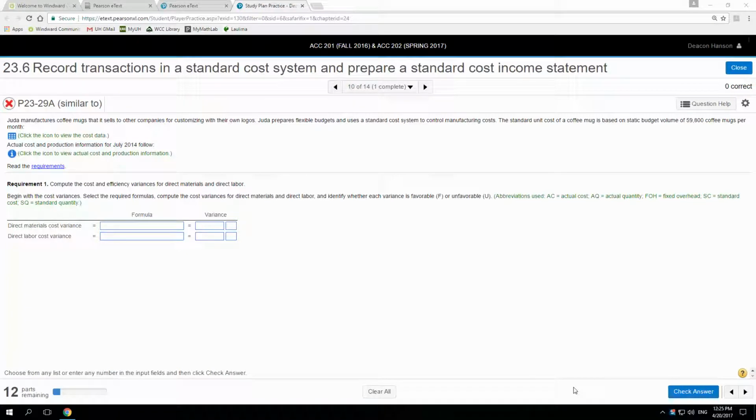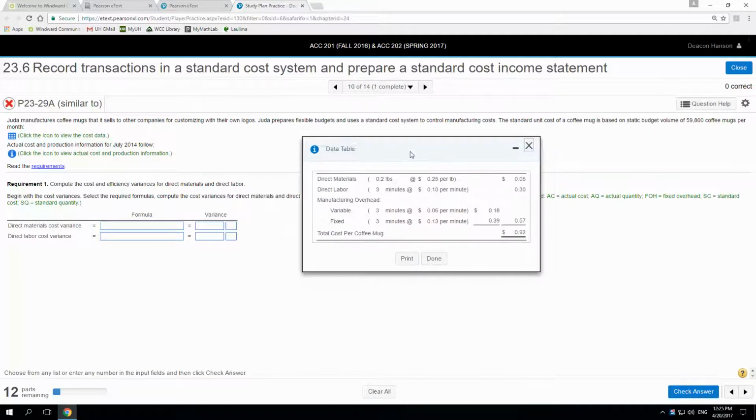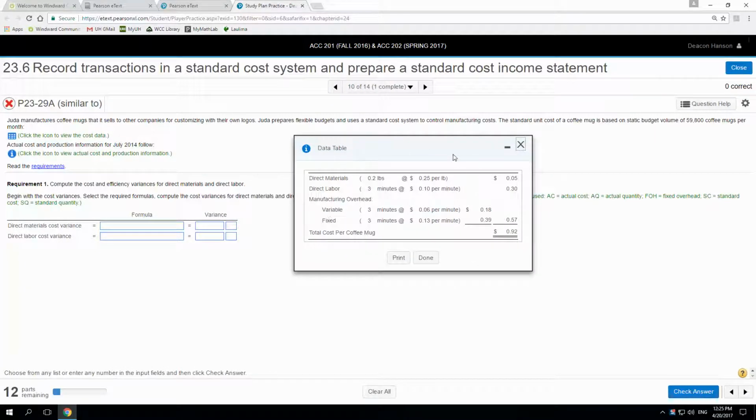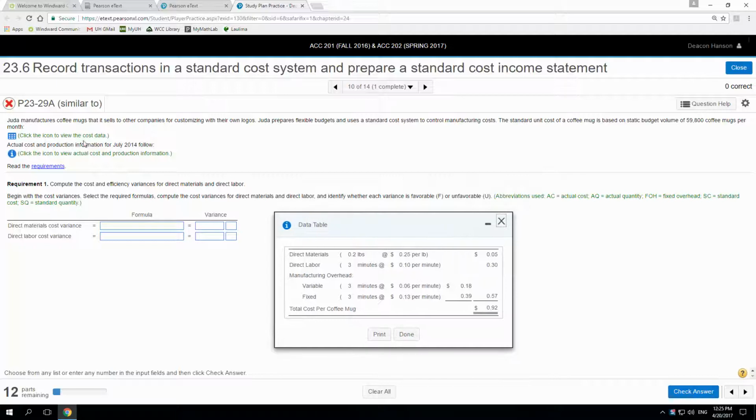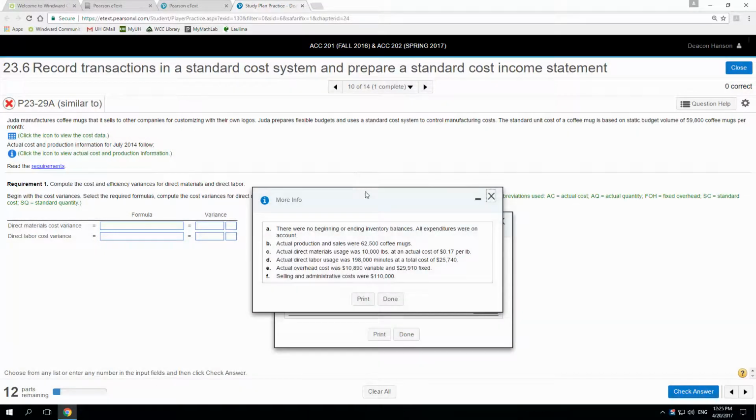Okay, class, we're gonna take a look at problem 23-29A, okay? And they want us to compute variances. A few things you want to point out. This company makes coffee mugs, and they have a static budget volume of 59,800. And then we're given some other data. We're given the standard unit amounts, and we're given what actually happened.